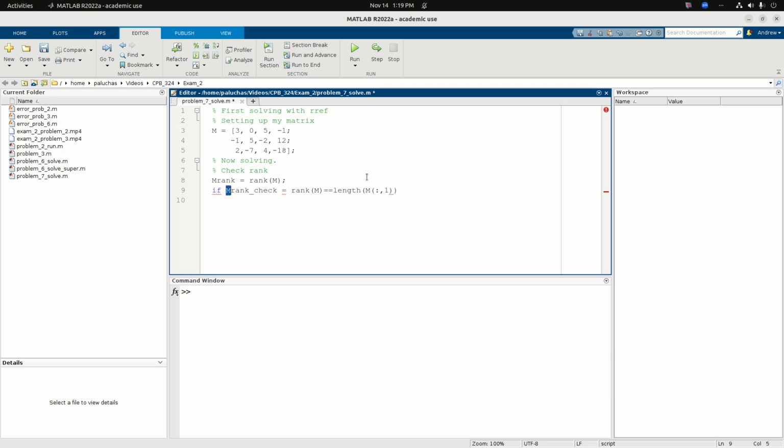If rank M is equal to that, then I can solve. Okay, I'll say solving. So if that's the case, then my solution, I'll call it X, is equal to rref. Let me call it MX. All right, in Gaussian form, MX is going to be equal to rref of M. And my solution X is just going to be that last column. So I just want MX, all rows, last column.